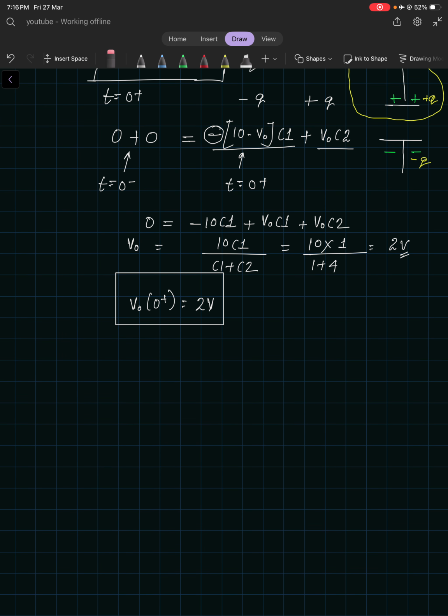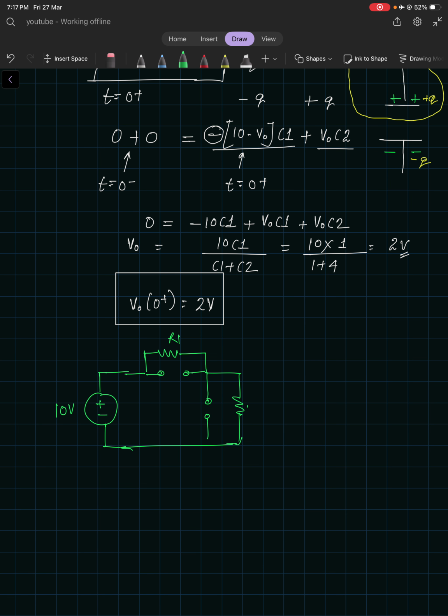And the circuit will be, let me take a different color. This was 10 volts, and only this resistor would be there. This capacitor is charged, open circuit. This capacitor is charged, open circuit. This resistor is there.